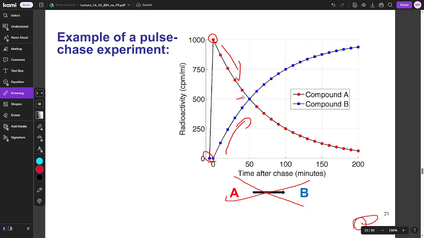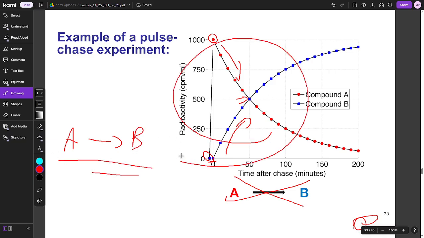And there's a midpoint where they both meet. But what that means is that A is being used up to make B. You should be able to predict this pathway given this data, or given this pathway, you should be able to predict what the graph looks like. Since A is decreasing and B is increasing at the same rate for the same duration of time, they're probably just a direct pathway that goes into each other.